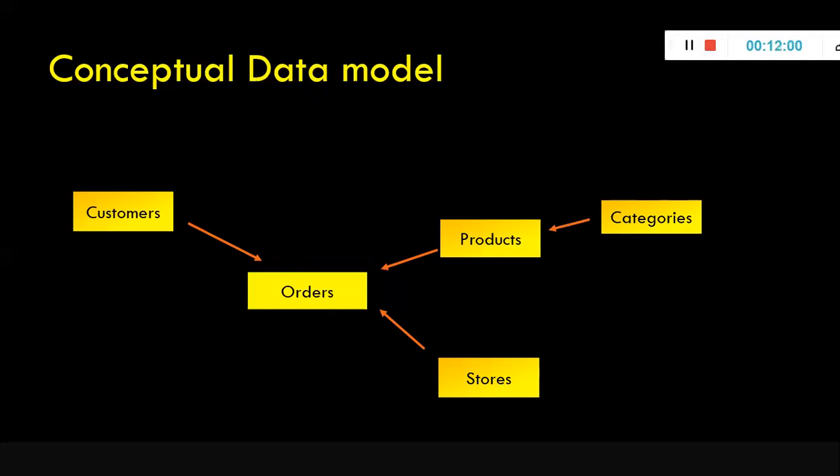For example, Walmart or other leading retail chains have 2,500 plus retail shops, geographically spread across the USA and other places. So that is what stores are. Each store has different products under different categories, and these products can be ordered by a single customer.